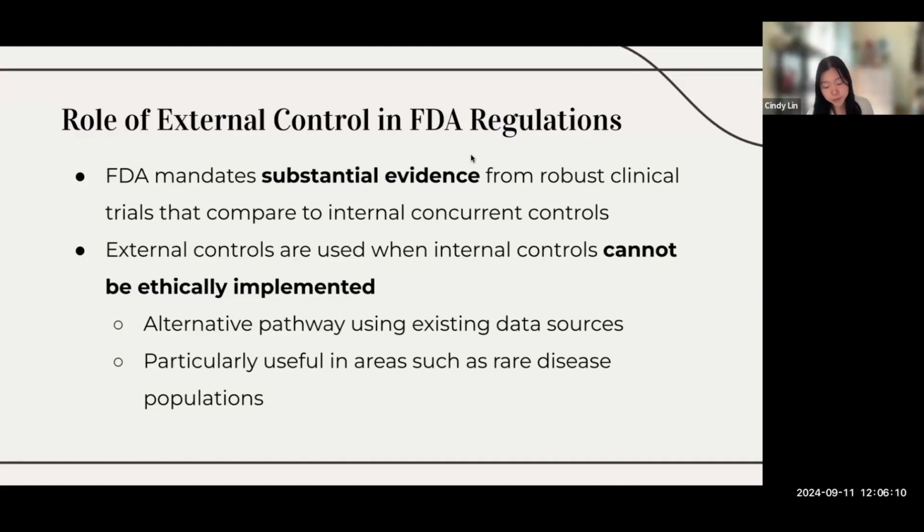However, there are scenarios, especially within the rare disease populations, where ethical and feasibility challenges arise within the internal concurrent control model. And this is where external controls emerge as a viable alternative, presenting opportunities not only for innovative regulatory strategies, but also in ensuring that patient safety and drug efficacy are met.